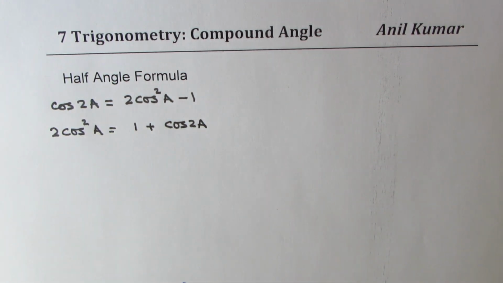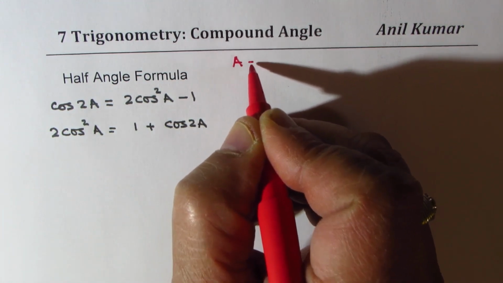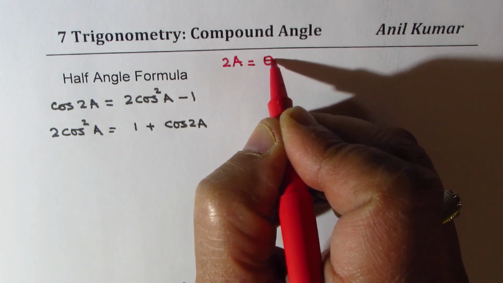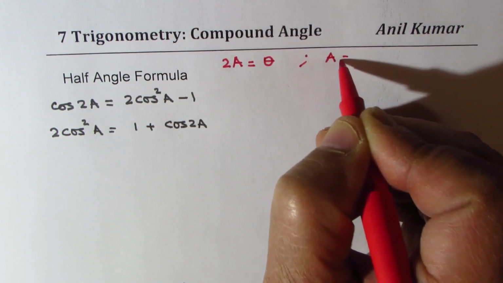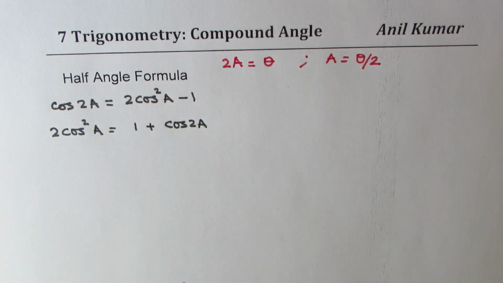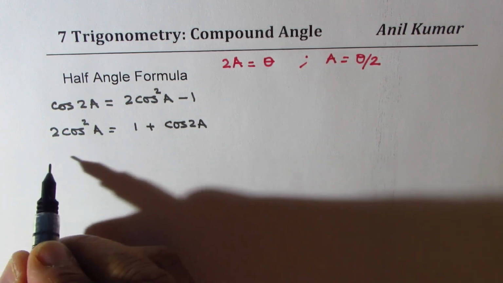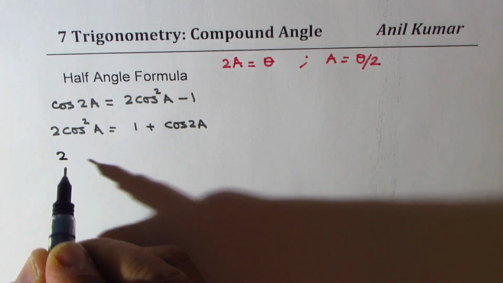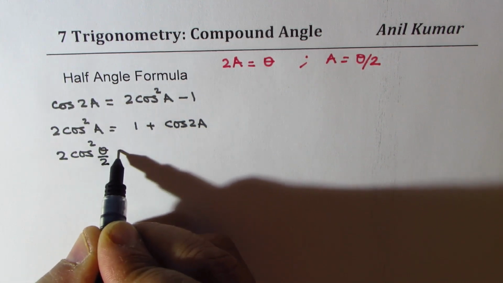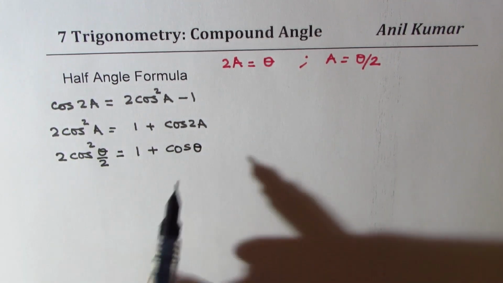Now we are going to make a substitution. We'll write 2a as equal to theta. In that case, a will be equal to theta by 2. Half angle, that is what we are interested in. So if I make that substitution, this particular formula becomes 2 cos square theta by 2 equals 1 plus cos theta. Is that clear?